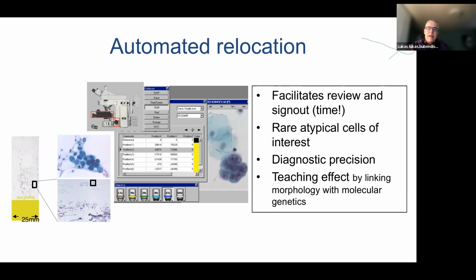We can look at rare atypical cells of interest. It increases diagnostic precision, and it has a teaching process because you know exactly that the atypical cells that you were concerned about are either FISH positive or negative, and you can memorize it for future applications, theoretically.